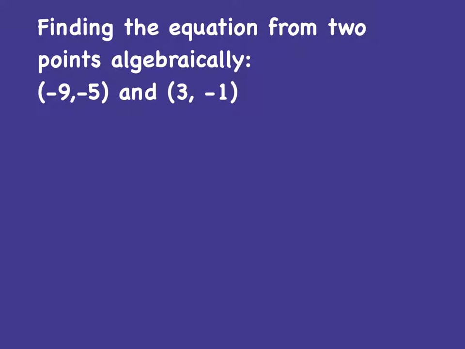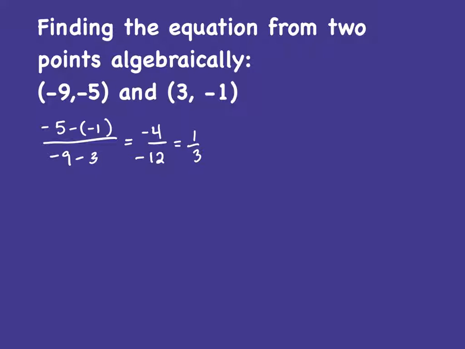Finding the equation from 2 points algebraically. There are 2 different ways to do this. I'm going to show you both ways. We always are going to start with the slope. So let me change colors here. So I'm going to do -5 minus -1 over -9 minus 3. So we've got -5 plus 1 is going to give me -4, and -9 minus 3 is going to give me -12. So a negative divided by negative is going to give me a positive, and then 4 over 12 is the equivalent of 1/3. So I have a fraction for a slope.